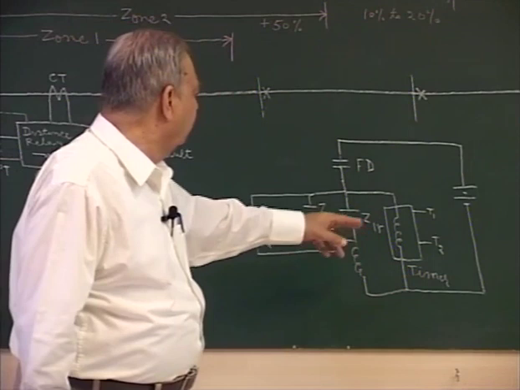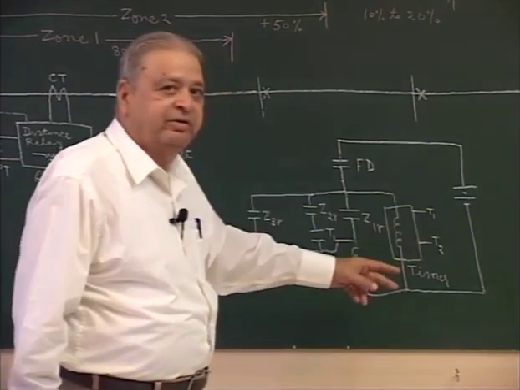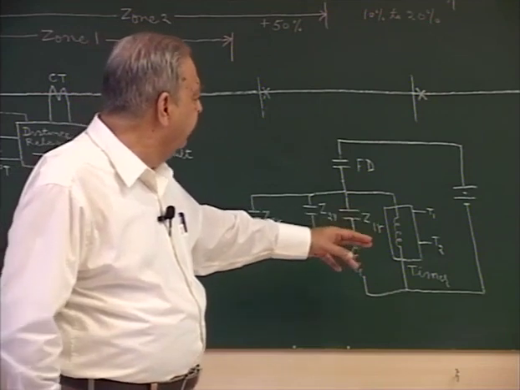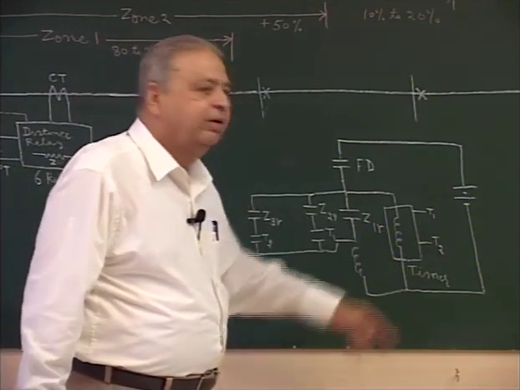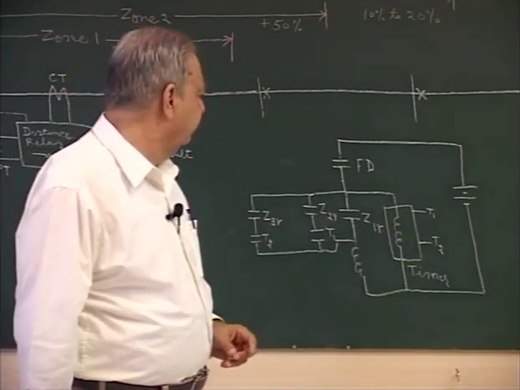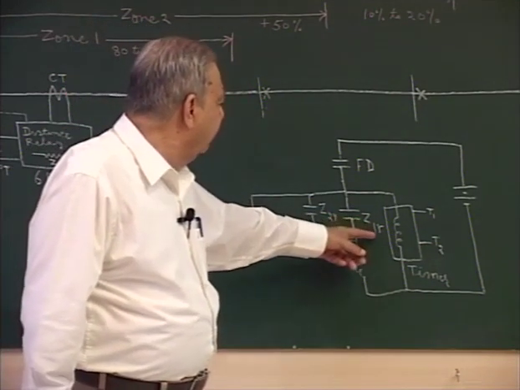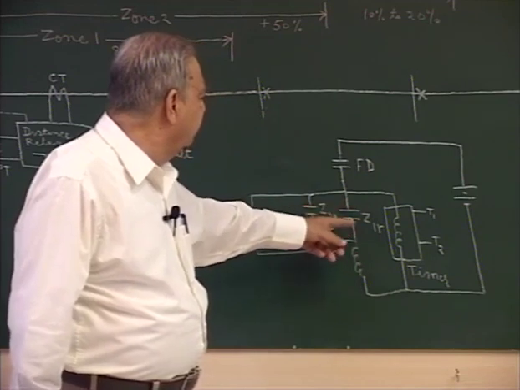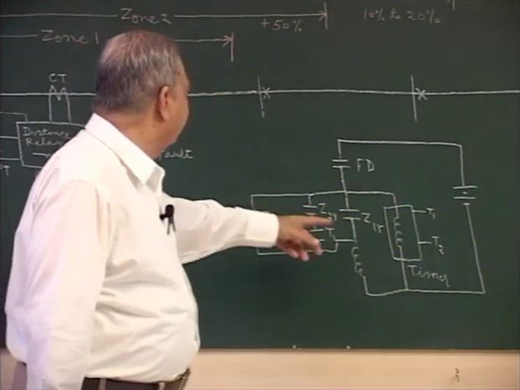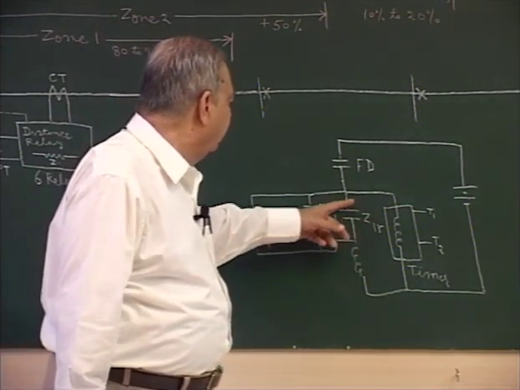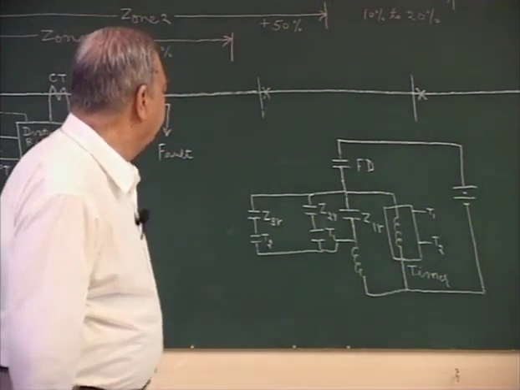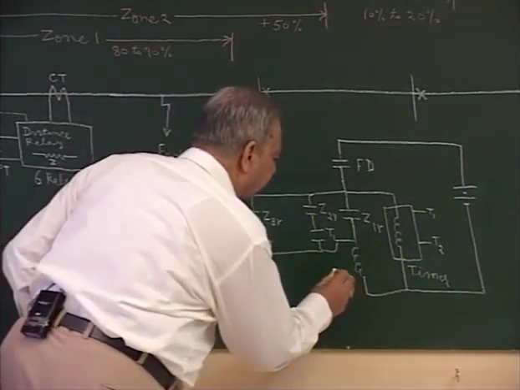The first contact will close after T1 seconds when a zone 2 fault is to be operated, and another contact will close after T2 seconds. The Z1R is the replica impedance corresponding to 80 to 90% of the line to be protected, and this is a signal going to the circuit breaker.